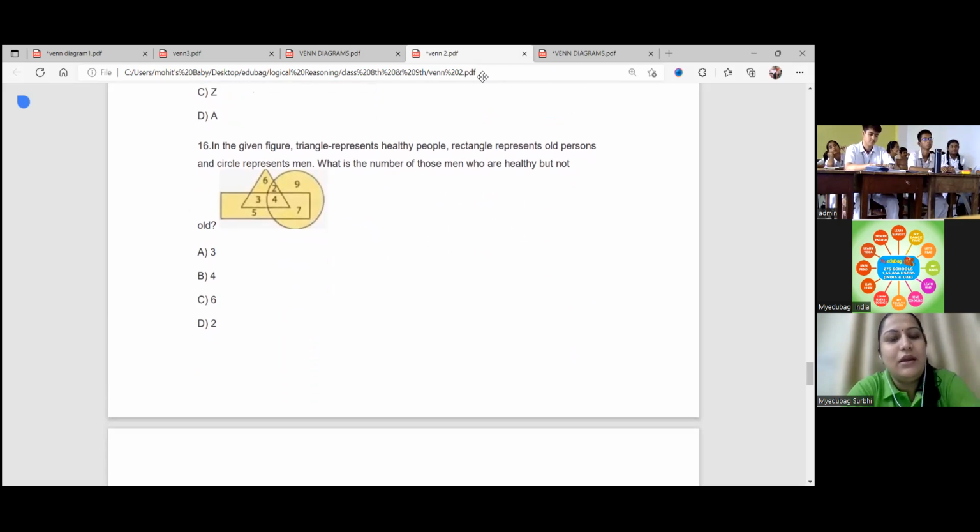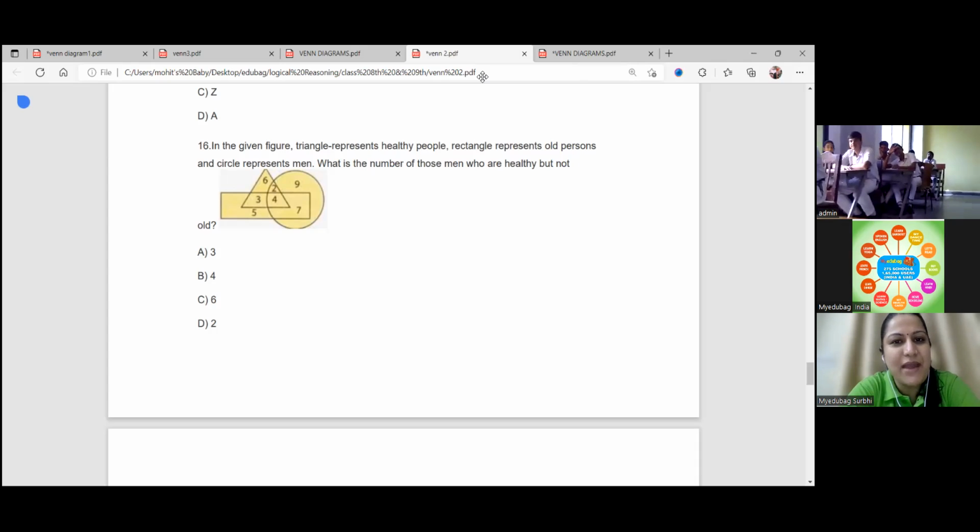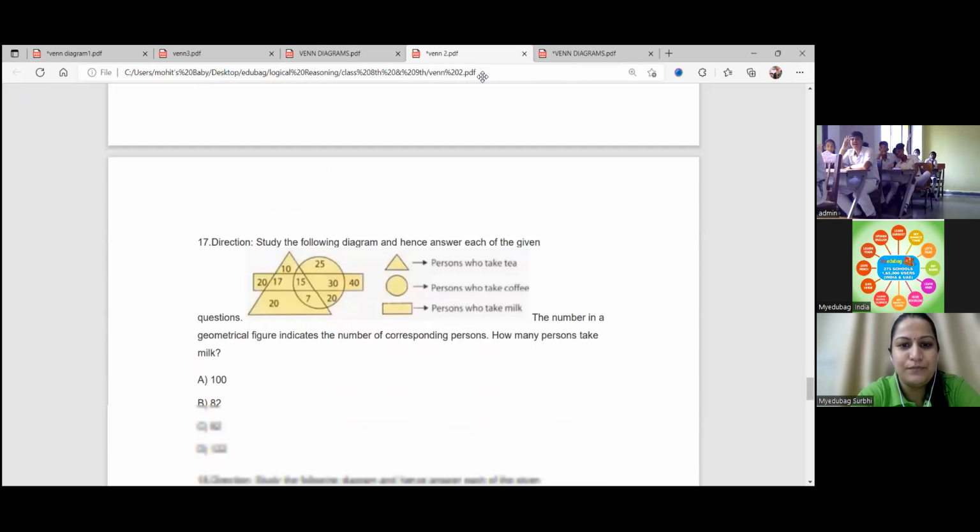Okay. In the given figure, triangle represents healthy people, rectangle represents old persons, and circle represents men. What is the number of those men who are healthy but not old? Yes. Answer. It is the fourth one. Correct. Two. Okay.